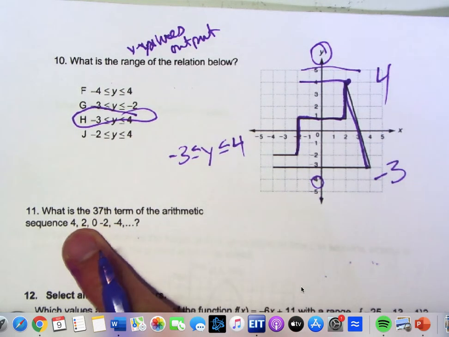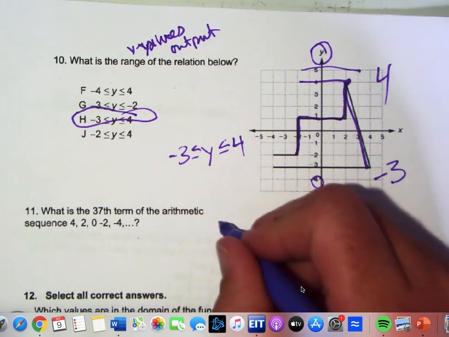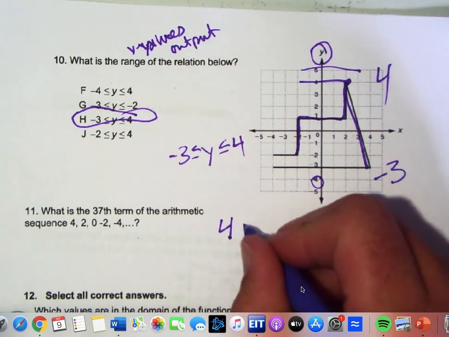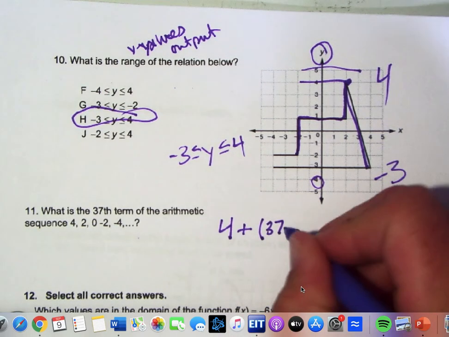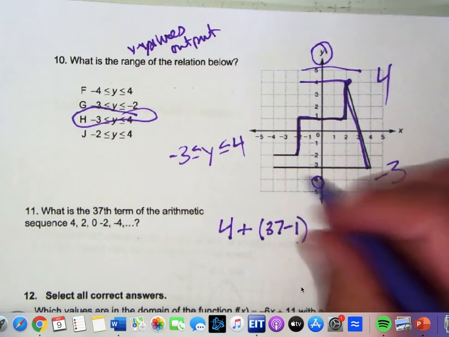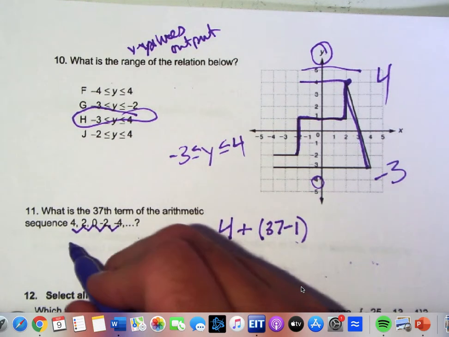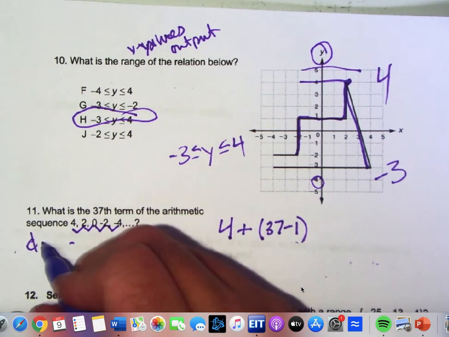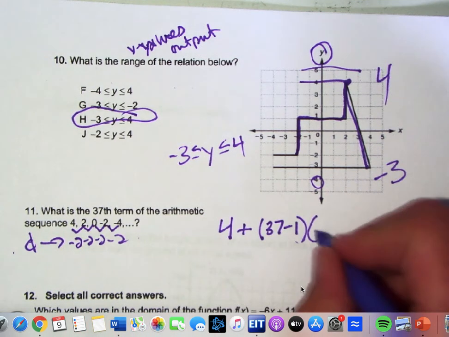Okay, what's the 37th term in the sequence? Well, the rule to find any term is: take the first term plus the term you're looking for in parentheses, minus 1, times the common difference. The common difference is found by finding the difference between these numbers. So the common difference, which we call d, is -2.